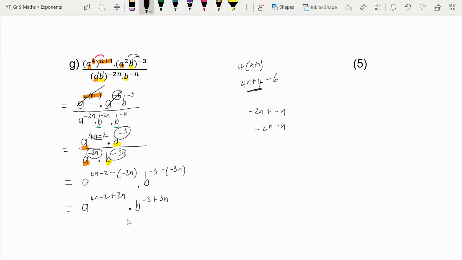Almost there. Let's simplify that. So that will become A to the power of 4n plus 2n, which is 6n minus 2. And then that will be B. I'm just going to change that order. We don't have to, but I'm going to. And then there's nothing else that we can do. Those bases are not the same. We are done. This was a tough question. Question 3 was a tough one.